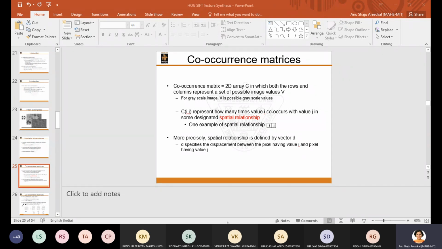Then after texture synthesis, we'll be going to the introduction to affine geometry, and then we'll continue with image registration, where you can apply each of these affine and Euclidean geometry transformations for different kinds of image registrations.